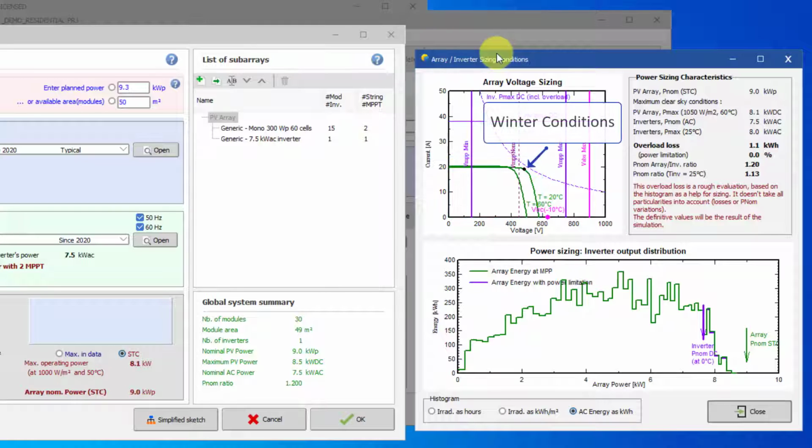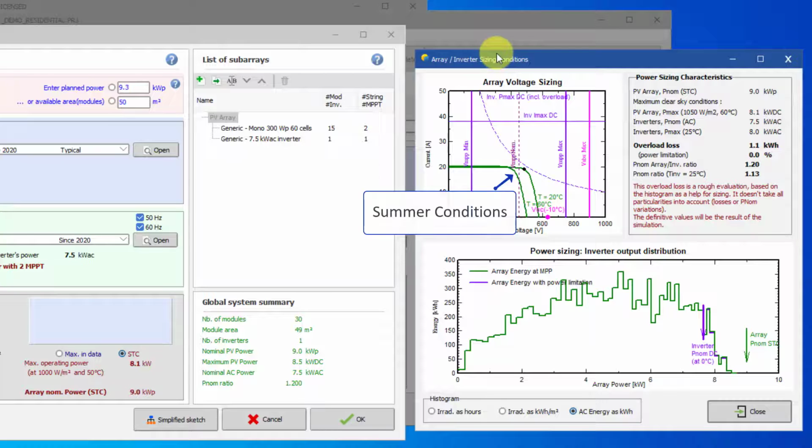The curve shifted to higher voltages represents winter conditions when operating around 20 degrees Celsius. The curve shifted to lower voltages represents summer conditions at 60 degrees Celsius. The open circuit voltage at the lowest possible temperature is also shown with this pink point. This temperature is defined as -10 degrees Celsius here.